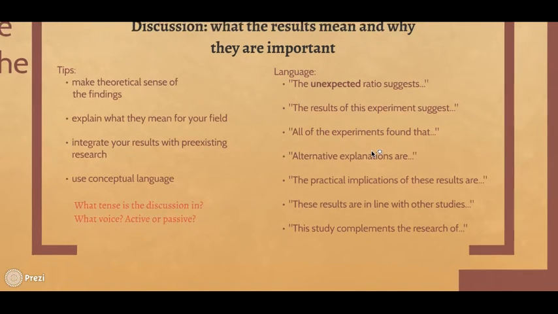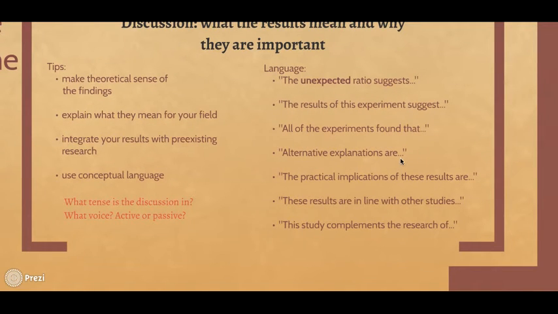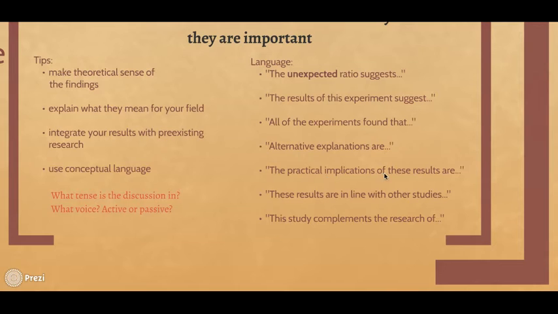Okay. So all of the experiments found that, right? So you might have multiple experiments and they all found the same thing. That's probably a good thing for you. Alternative explanations are, so maybe you had a problem and you're giving different explanations for the possibilities of what happened. The practical implications of these results are, these results are in line with other studies. This study complements the research of.